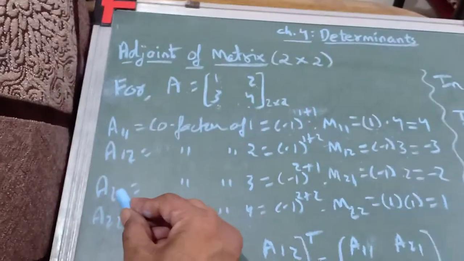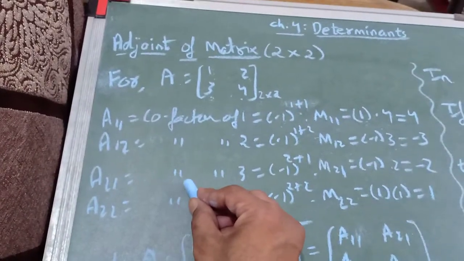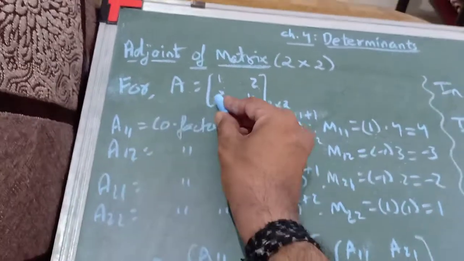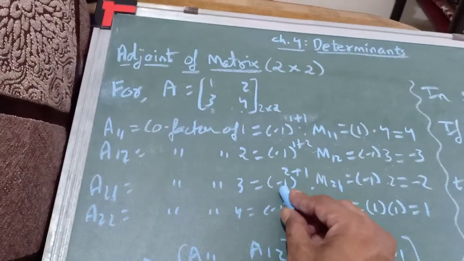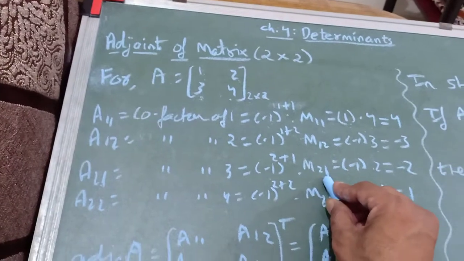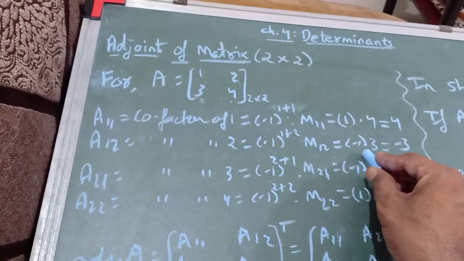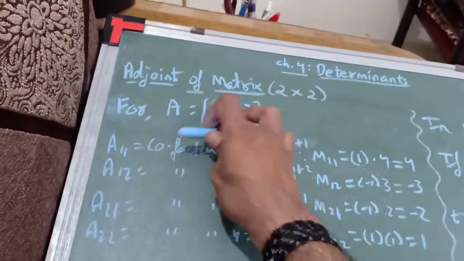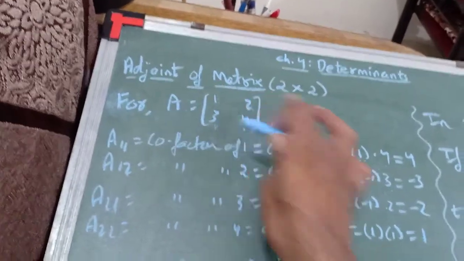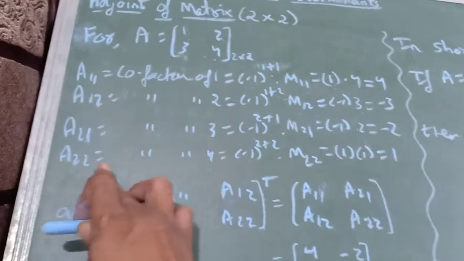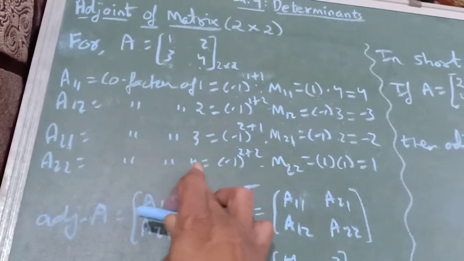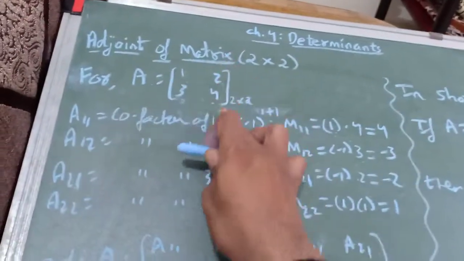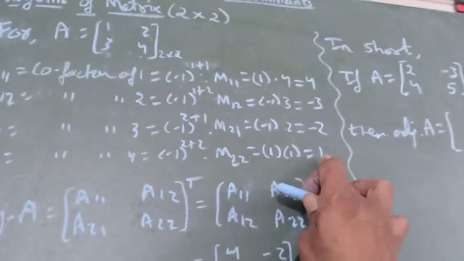The cofactor of 3 will be A21, that will be minus 1 raised to 2 plus 1 into M21. So that is equal to minus 1 raised to 3, that will be minus 1 into the minor. Remove the row and the column in which 3 is present, so 2. So minus 2. Same way A22, that is the cofactor of 4, will be minus 1 raised to 2 plus 2 into M22, that is remove the row and the column, 1. So 1 into 1, that is 1.